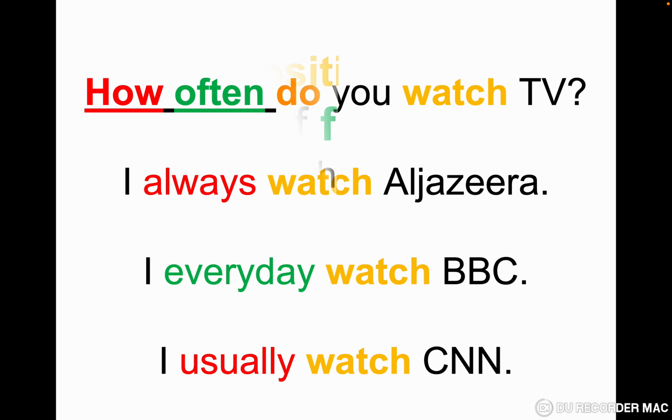Let's see. Now we are going to ask questions, and in the answer we are going to answer with adverbs of frequency. For example, the first question is, how often do you watch TV? TV in general. I always watch Al Jazeera TV. So always is between I and watch. I is the subject and watch is the verb. The second example, I every day watch BBC TV.